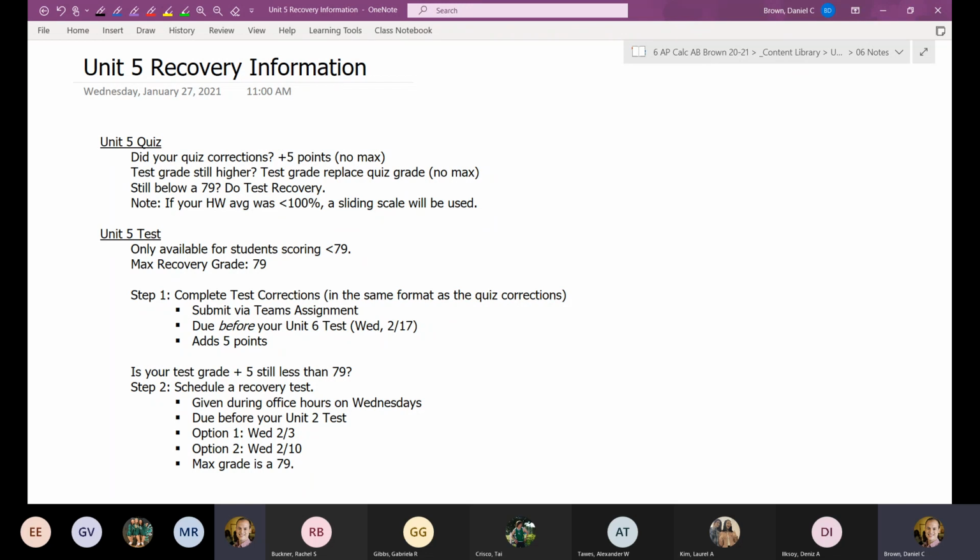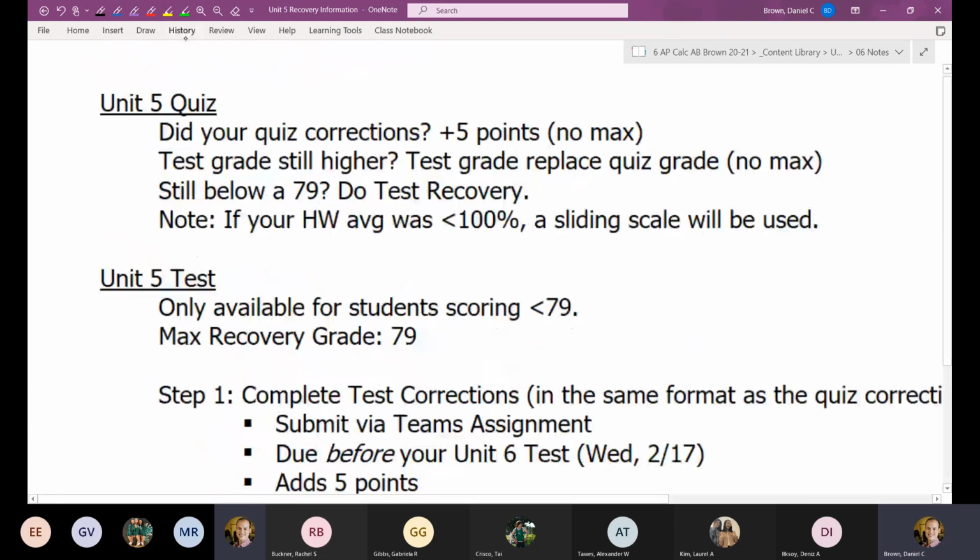I was going to spend some time first talking about the recovery, just because unfortunately it does apply to quite a few people in this class. Very similar to what it was first semester for those of you who had me, except the cutoff is a 79 versus the 89. It probably bums you out, but a lot less work for me, so 79 is what the cap is.